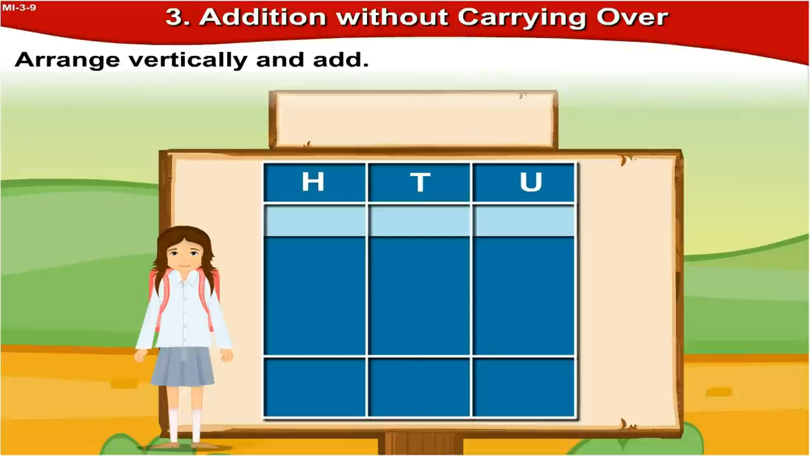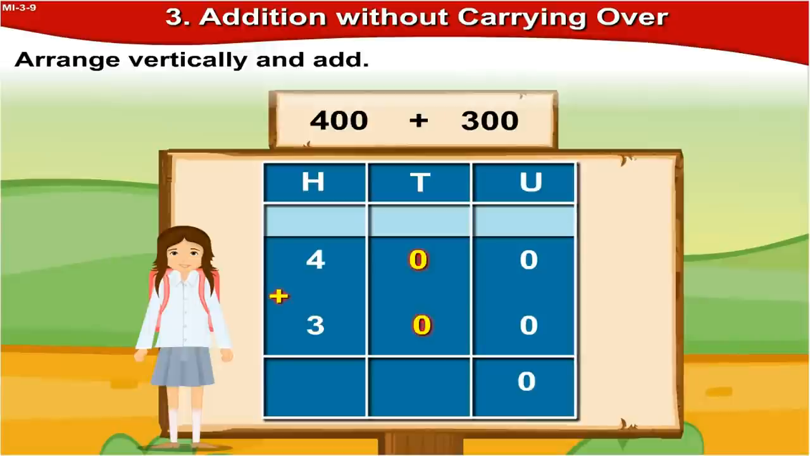Now the next sum, 400 plus 300. First we'll arrange them vertically, writing HTU. Now 400 would be 400, 0 tens, 0 units, plus 300 would be 300, 0 tens, 0 units. Now the units column, 0 units plus 0 units is 0 units, 0 tens plus 0 tens is 0 tens. 400 plus 300 is 700, which means the answer is 700.